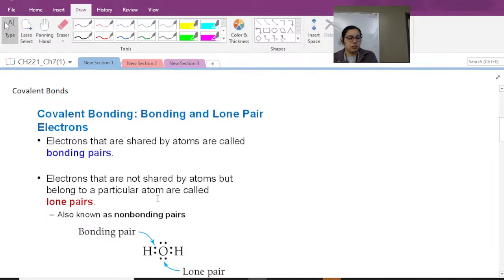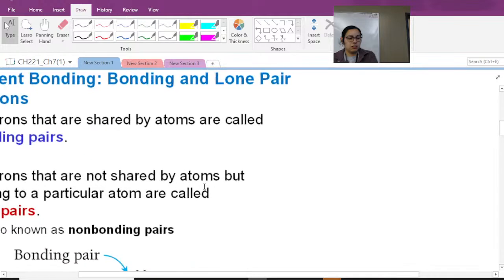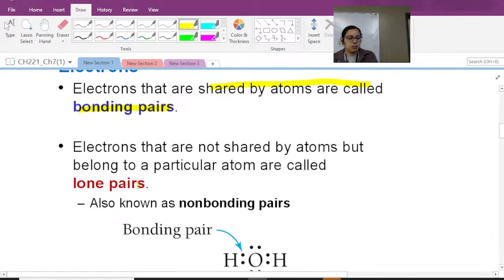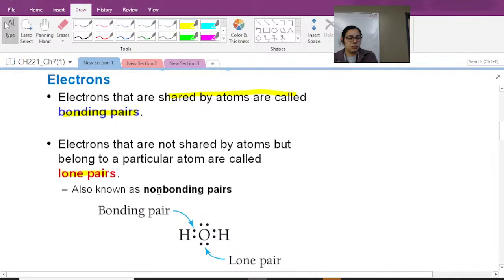Let's talk about covalent bonding now. With covalent bonds, we're talking about sharing electrons. Electrons that are shared by atoms are called bonding pairs. We may also have electrons that are not shared, known as lone pairs or non-bonding pairs.